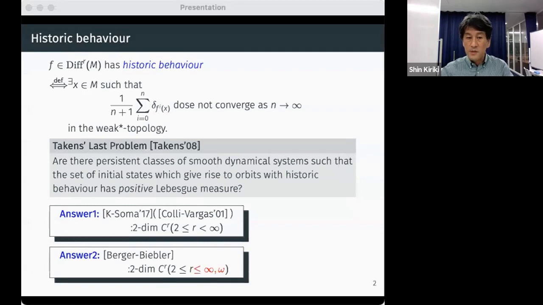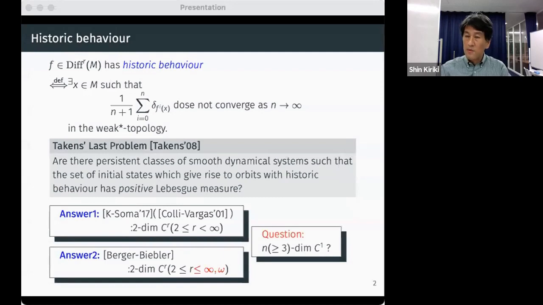Recently, for C infinity or C omega classes, I heard Berger and Biebler gave another positive answer to Takens' last problem by a different approach from ours. But both discussions cannot be applied to C1 diffeomorphisms. So we can ask whether or not Takens' last problem can be answered positively in the C1 category. This is one of the motivations of our study.